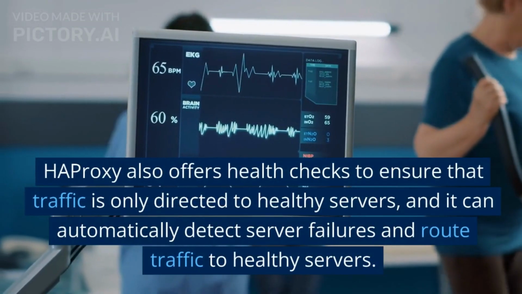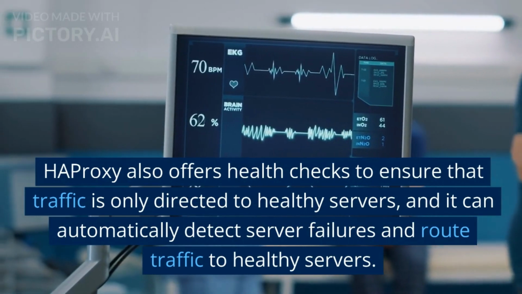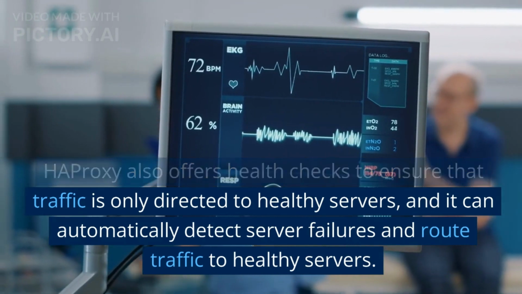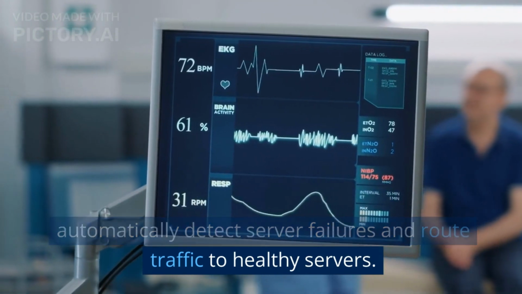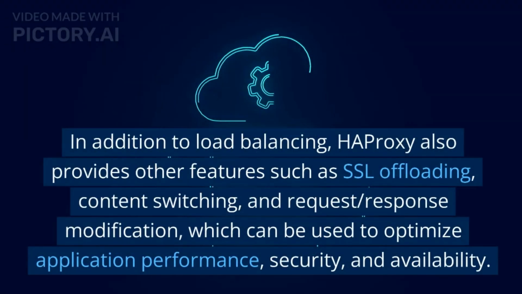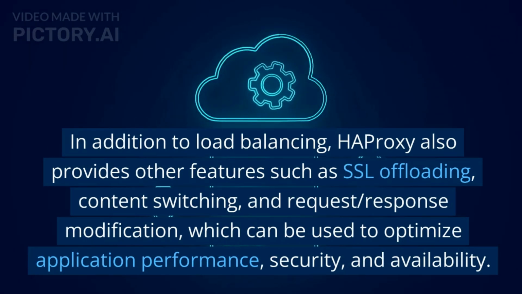In addition to load balancing, HAProxy also provides other features such as SSL offloading, content switching, and request/response modification, which can be used to optimize application performance, security, and availability. It can be configured using a simple text-based configuration file, and it can be run on a variety of platforms, including Linux, Unix, and BSD.